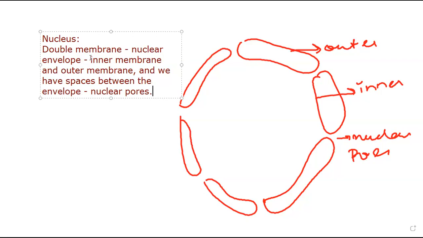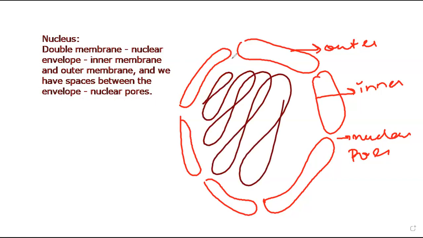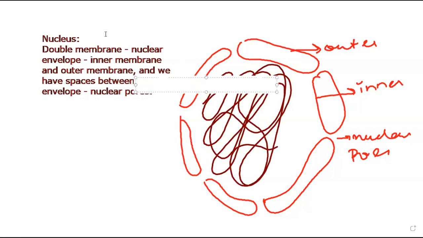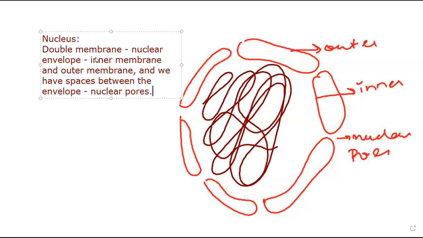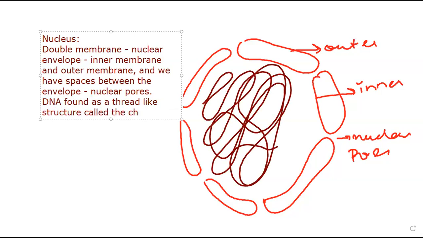Now, along with this, what else is present inside our cell? Of course, we have DNA. But DNA is found in the form of a coiled thread that we call chromatin. So DNA is not found as DNA, it is found as a thread-like structure called chromatin.